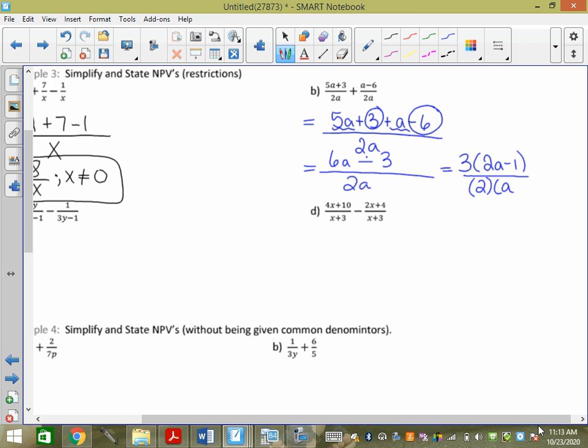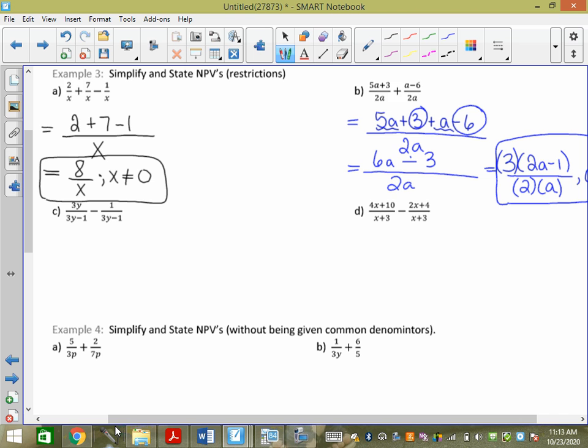Can I cancel anything off, though? No. Nothing I can cancel. And so I have to state my NPVs. a cannot equal 0. If you left in the 6a minus 3, would it be wrong? Yeah. Because it says simplify.